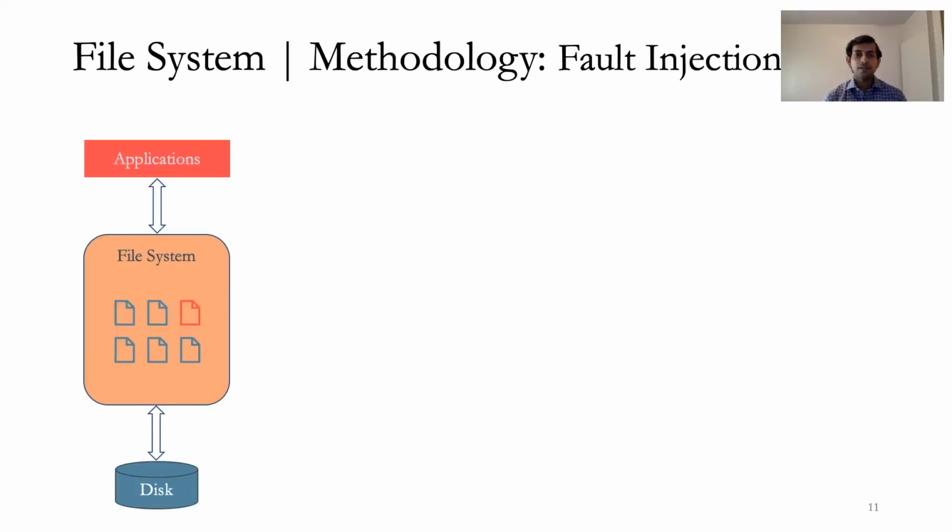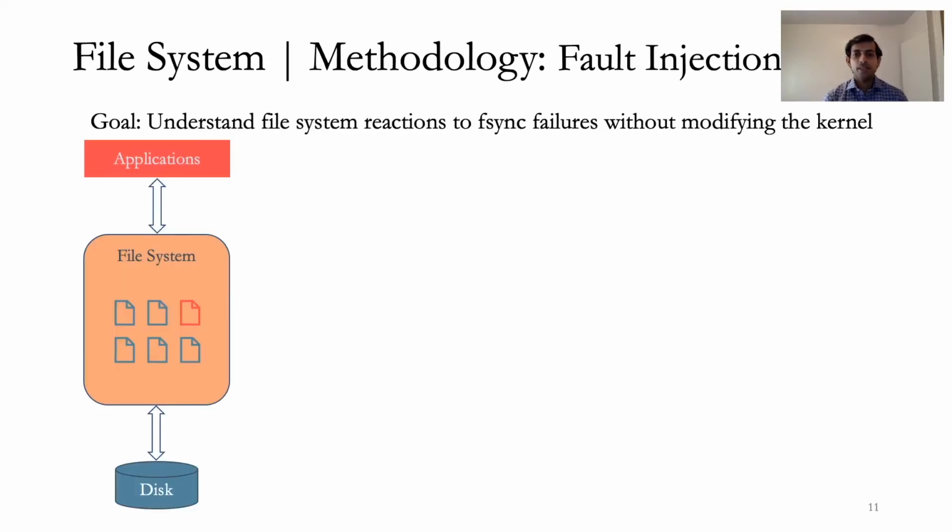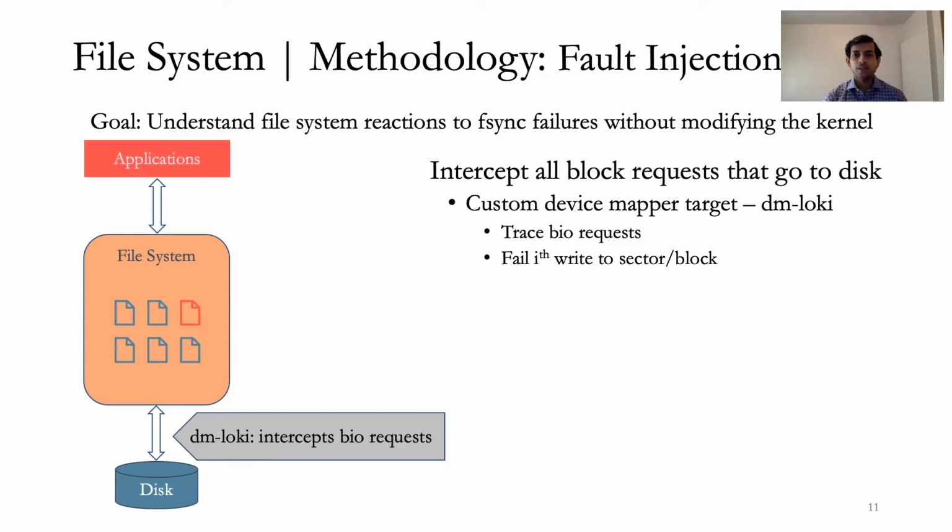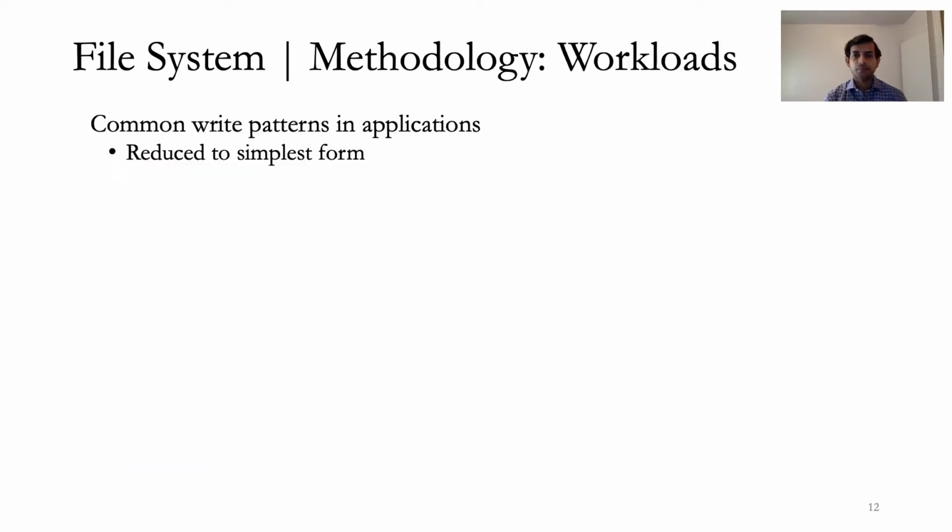To study file systems on an unmodified kernel, we decided to inject faults at the block layer. We did this by building a device mapper tool, dmloki, to intercept block requests. We wanted something that could fail things deterministically. You could configure dmloki to allow the first 5 writes to pass, fail the 6th and 7th, and then let everything succeed after that. And we simplified the operations we thought were common to most applications.